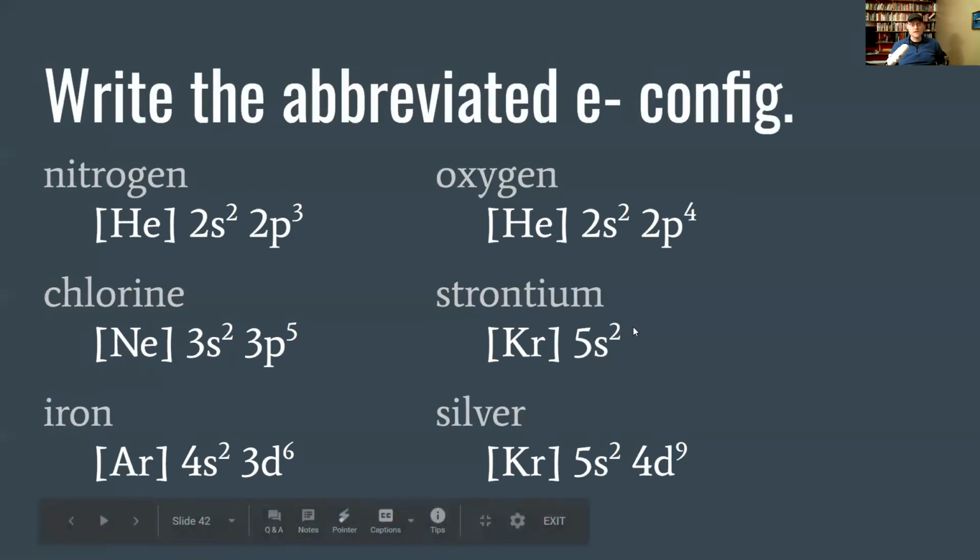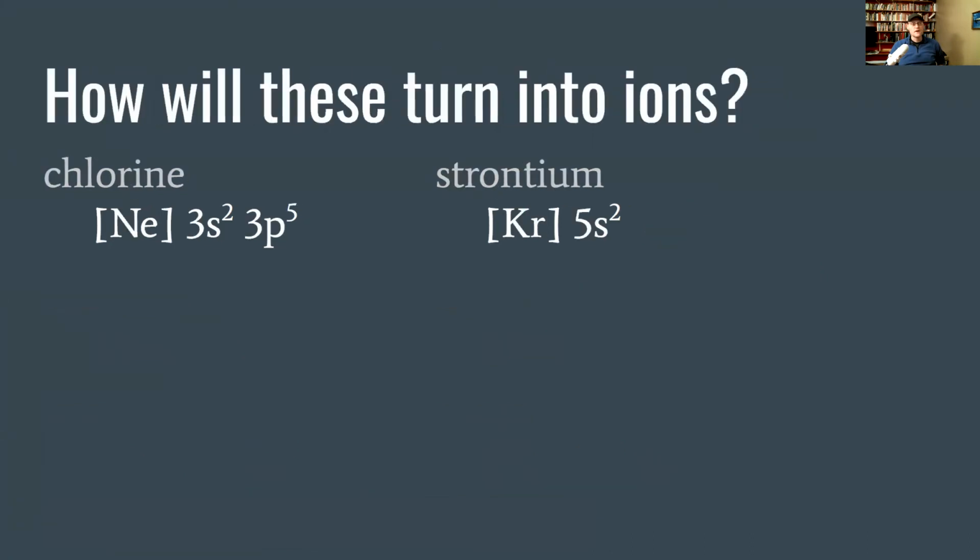The rest of those electron configurations are written out. Take a moment to compare your answers. All right, so let's take a look at these a little bit more detail. How would these turn into ions? If you've got chlorine, you've got strontium, how are those things actually going to turn into an ion?